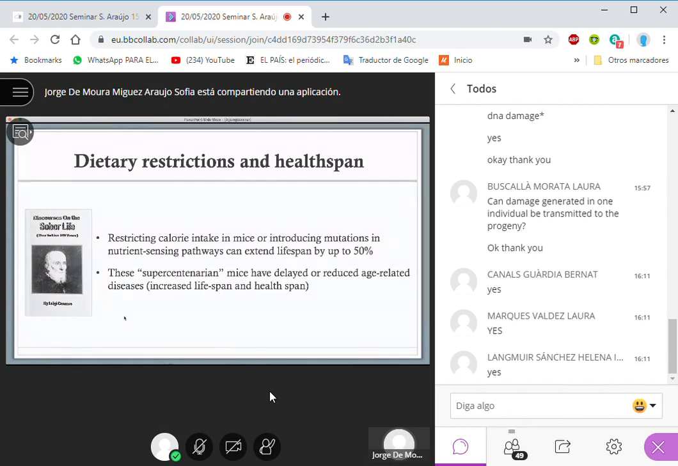We also know this not just by studies in the worms and in the flies, but also from other studies that have been done on calorie restriction, not just Luigi Cornaro. If you reduce calorie intake in many different organisms, you increase lifespan. If you introduce mutations in nutrient sensing, you can extend lifespan, in some cases by up to 50%. In the case of the worms, up to 100%. These supercentenarian mice, because they live much longer than that, have delayed or reduced age-related diseases. So they have increased lifespan and increased health span. And this is all related to, and not different from, what was discovered 500 years ago by Luigi Cornaro.